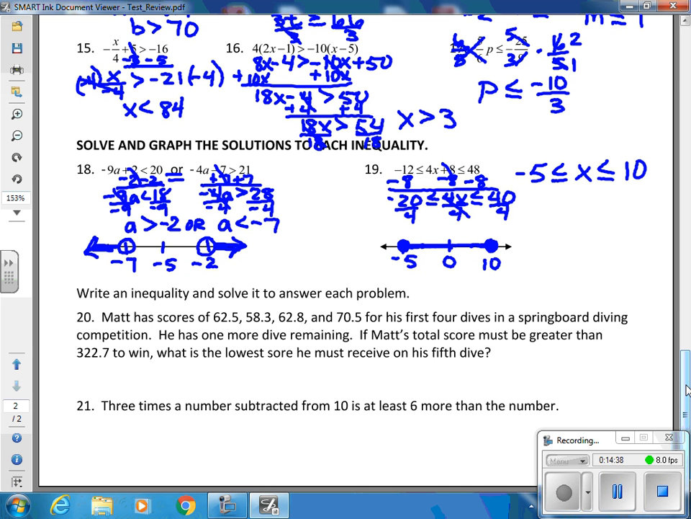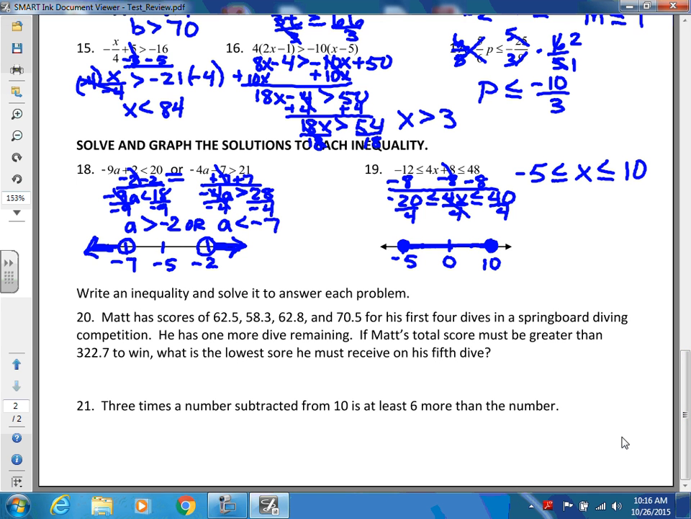All right, for number 20, you're setting up your own inequality and then solving it to answer the problem. You do not have to actually graph anything, just solving it and setting it up. So for number 20, Matt has scores of 62.5, 58.3, 62.8, and 70.5 for his first 4 dives in his springboard diving competition. He has to do one more dive. If his total score must be greater than 322.7 to win, what is the lowest score he can receive on his 5th dive to still win?